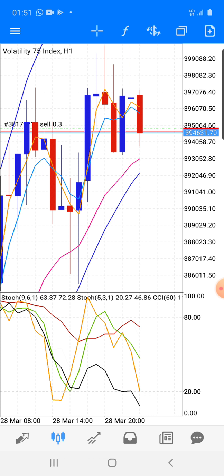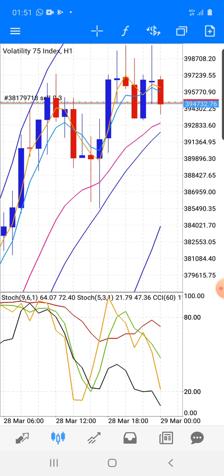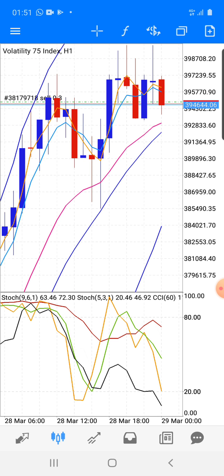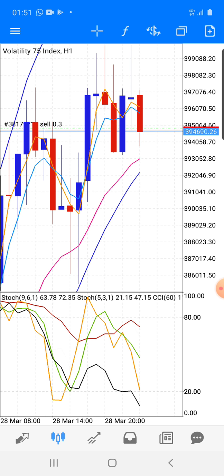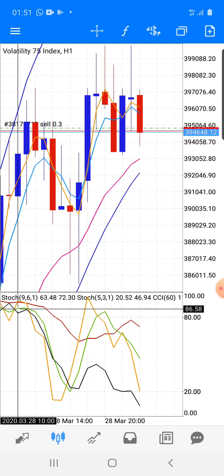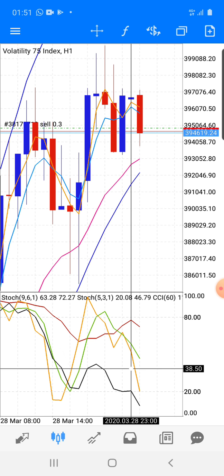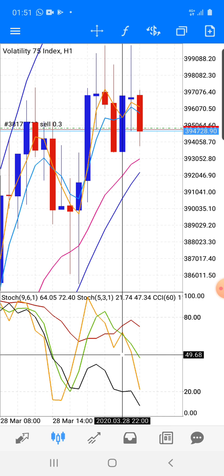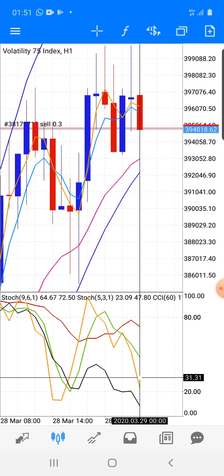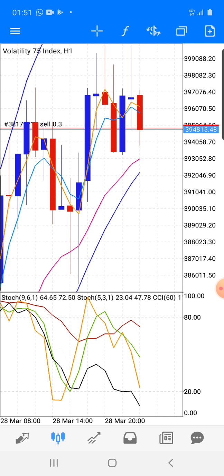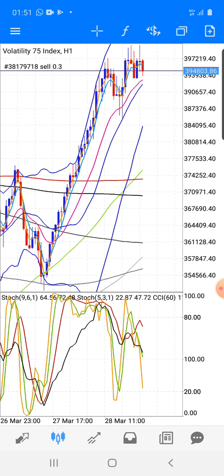So you can come to your 1 hour and try to see if there's a cross. Now on the 1 hour, do you see the way all the oscillators are pointing downwards? Downwards, downwards. As if they are supporting the sell.